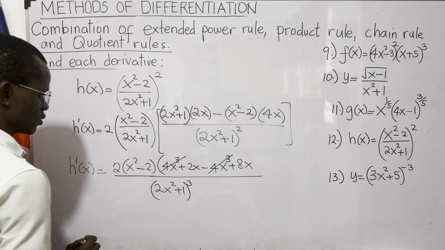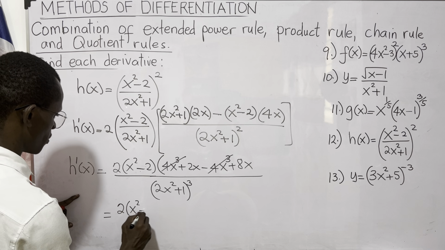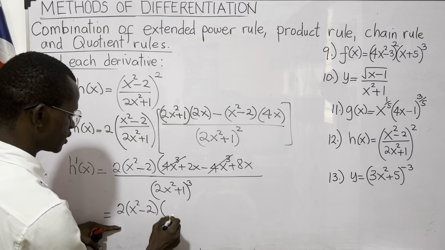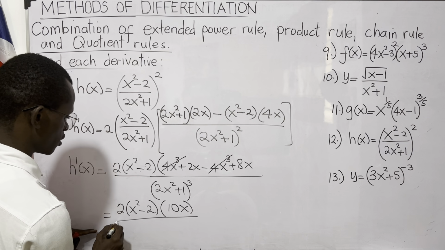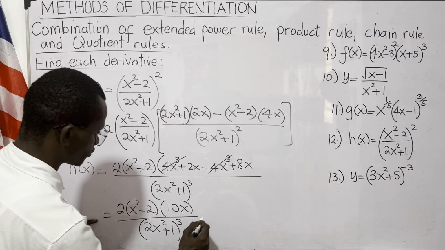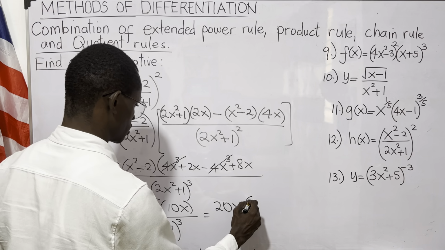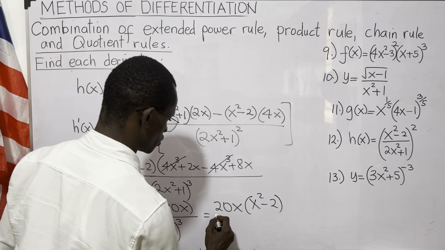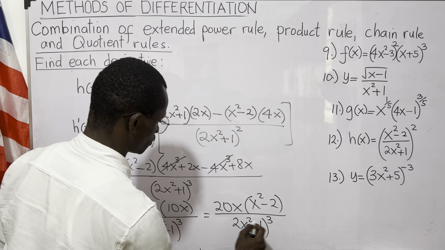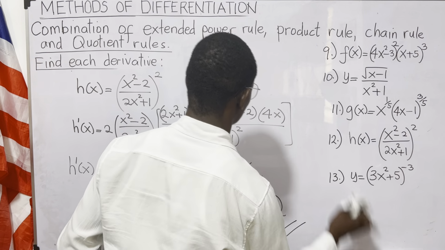So this and this go out. We have 2 times x squared minus 2 times 2 plus 8 is 10x all over 2x squared plus 1 raised to the third power. So this will just be equal to 20x times x squared minus 2 all over 2x squared plus 1 raised to the third power. So that's it for this problem.